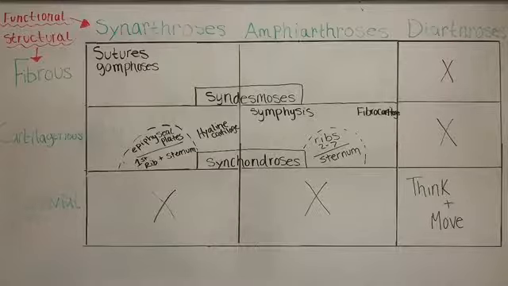When we are discussing the functional category of joints, what we mean by function is how much the joint moves, how much movement is allowed. There are three types of functional categories. There's synarthrosis, which are immovable joints. They do not move at all. There are amphiarthrosis. These are slightly movable joints. And there are diarthrosis, and these move freely.